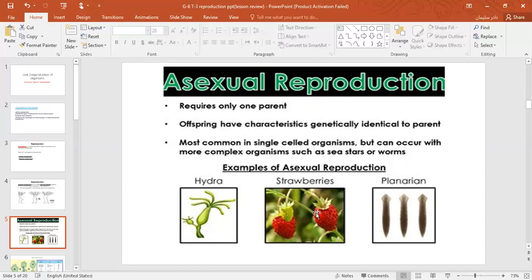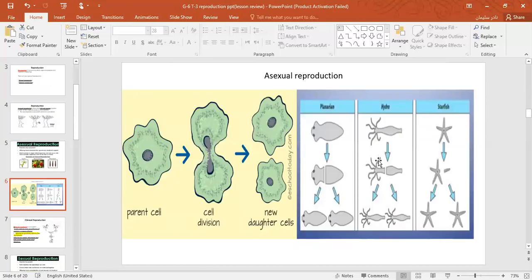Okay, so here also we have strawberries. Strawberries are plants that are able to reproduce asexually. So these are some examples, and don't forget that bacteria also reproduce asexually. During asexual reproduction, like in this example, look, the parent cell divides into two equal cells. Okay, and each one is identical to the parent cell. So here are new daughter cells that are identical to the parent cell. Here's some examples, like planarian, a kind of flatworm. The body of the planarian splits into two equal parts, and each part grows into a new planaria. And they are identical to the parent.